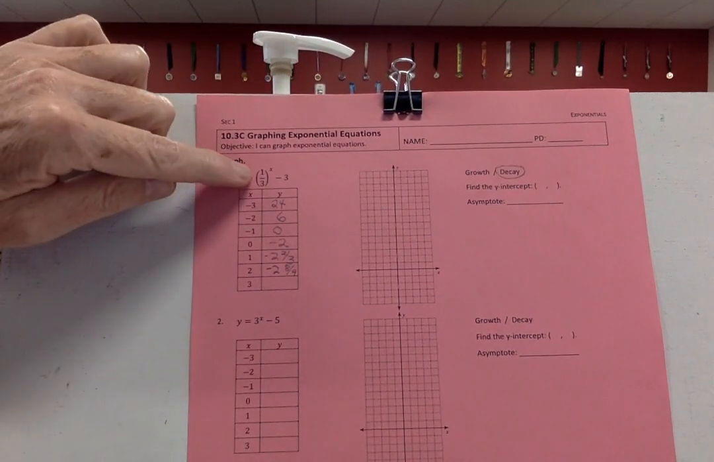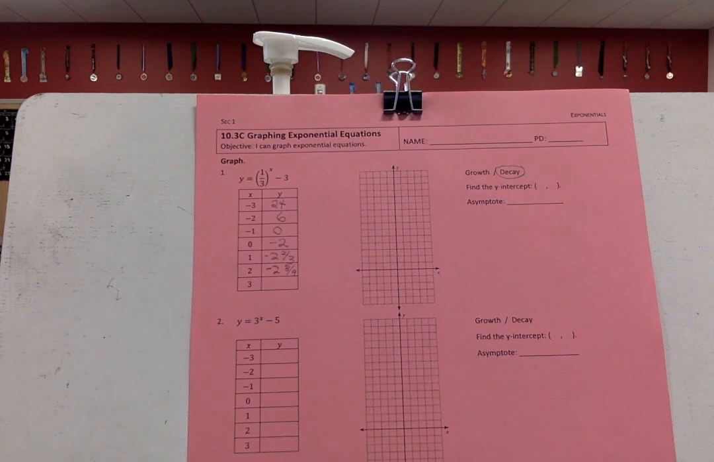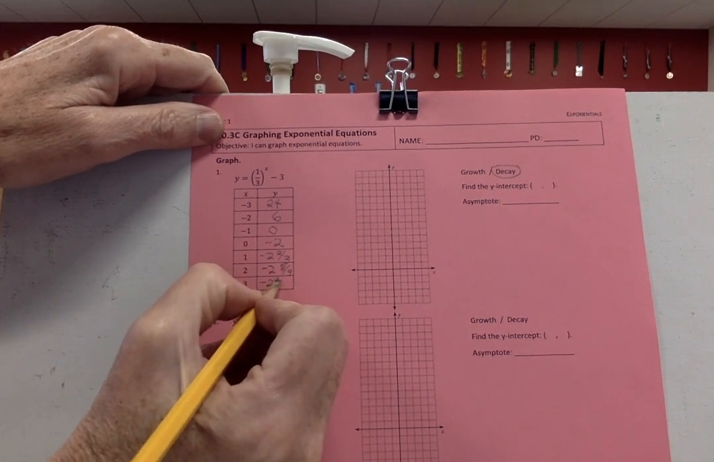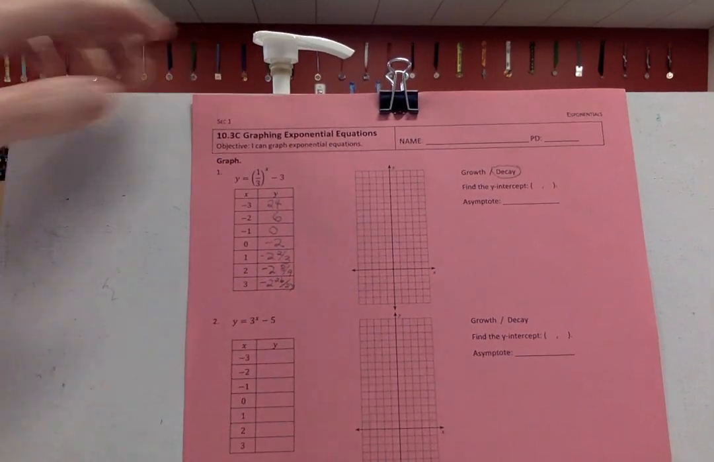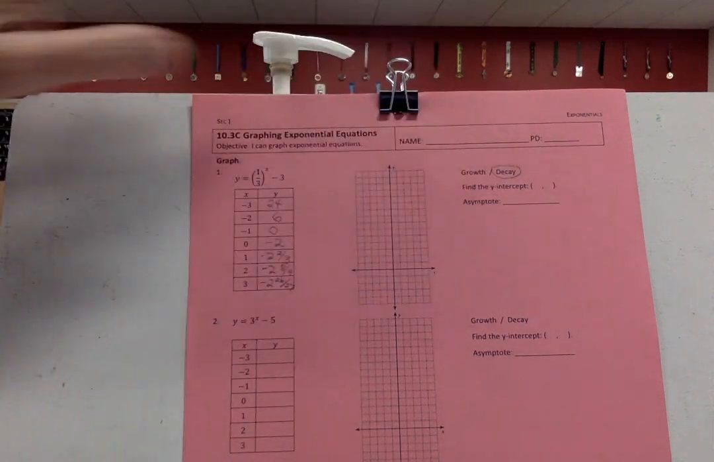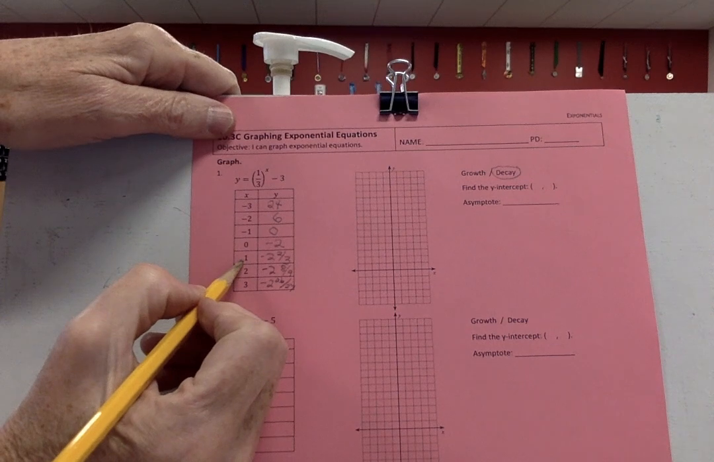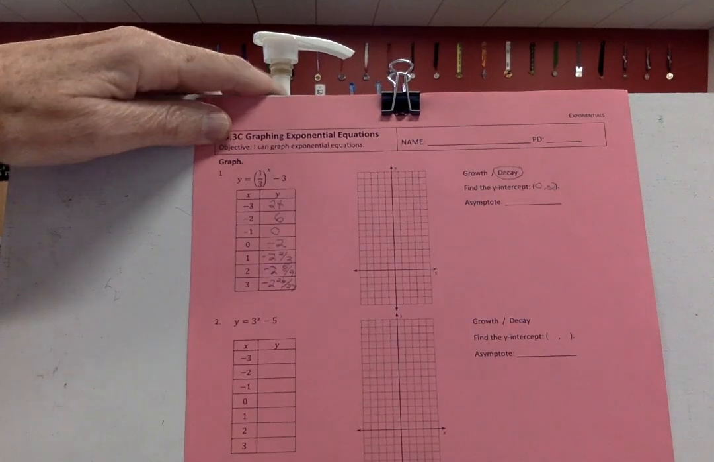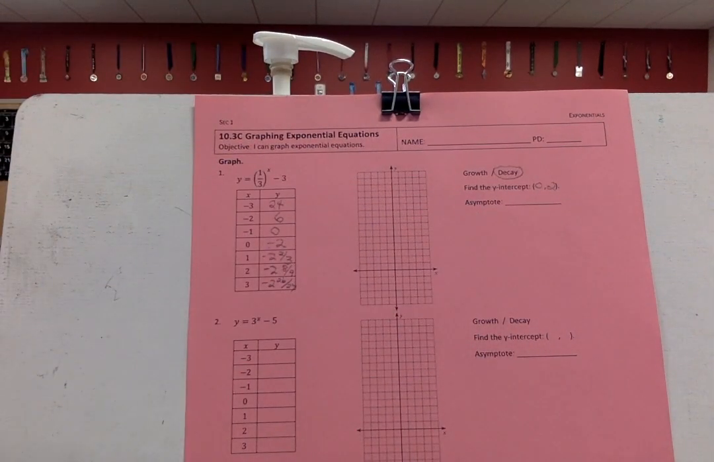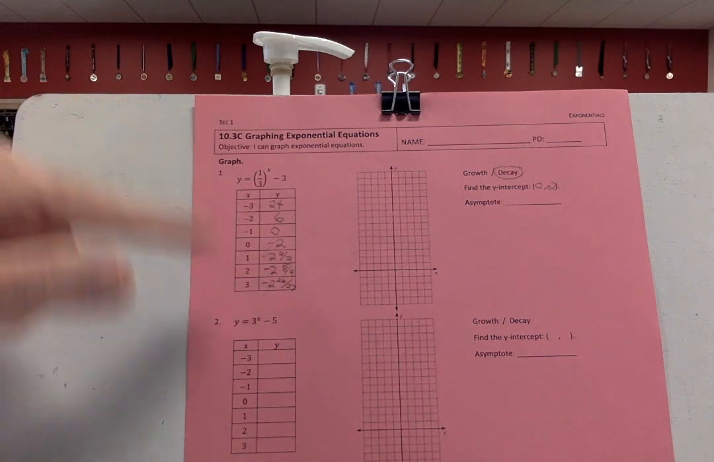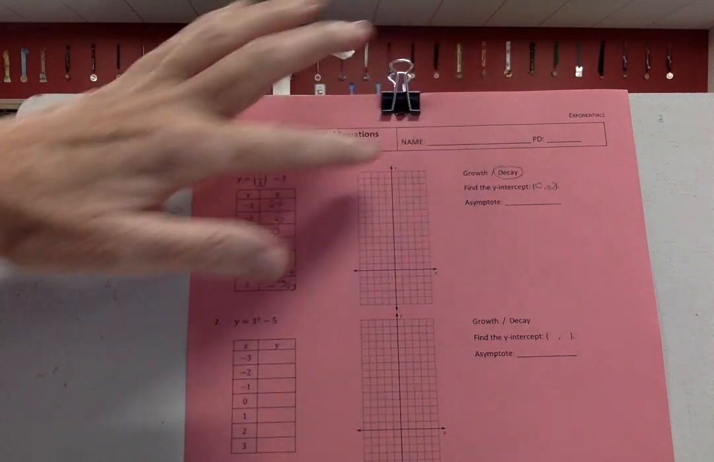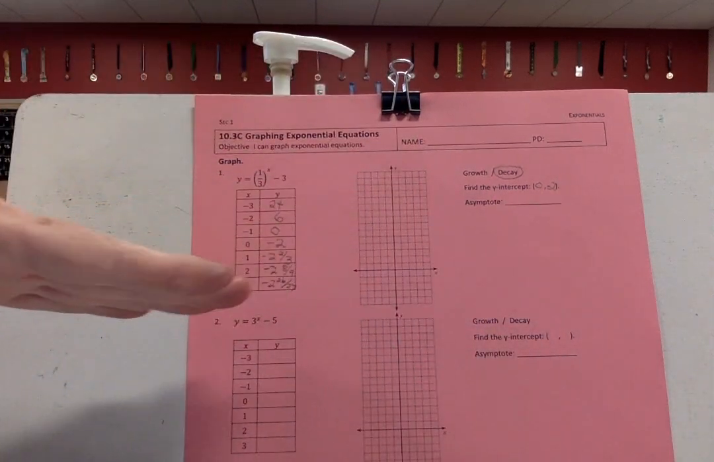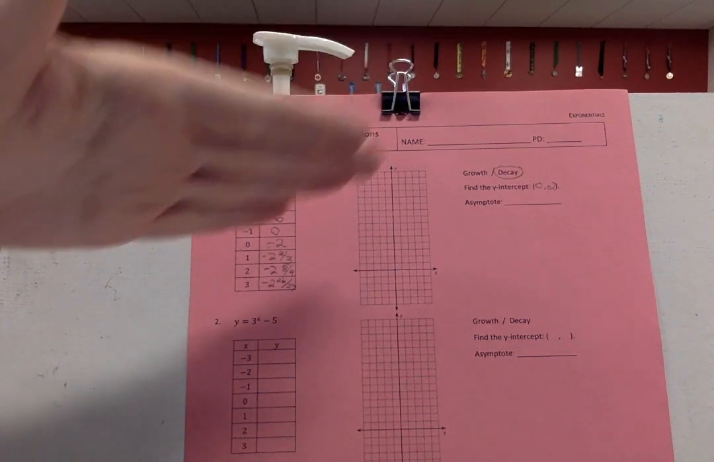Now I'm going to put 3. 1/3 to the 3 power is 1/27, minus 3 will be -2 26/27. So let's talk a little bit about the y-intercept. It is when x is 0, what is y? And let's talk about the asymptote. That means it's a horizontal line somewhere on the graph that it will never cross. And when it's a decay function, it will be going to the right. If it was a growth function, it would be going to the left. What is that graph getting close to?